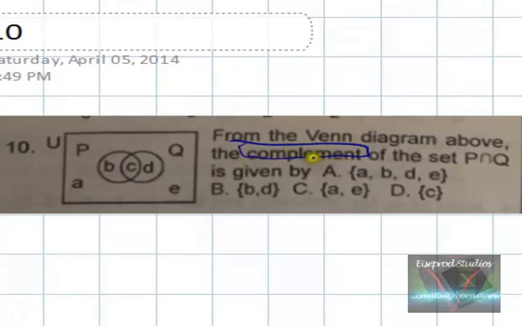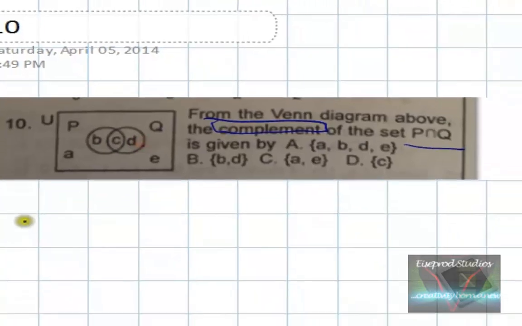Okay, before I move on and teach you what the complement is, let's think about P intersection Q. What does that mean? What is P intersection Q? P is referring to this circle, and Q is referring to this circle. So P includes B and C, and Q includes C and D. So I'll write that out.